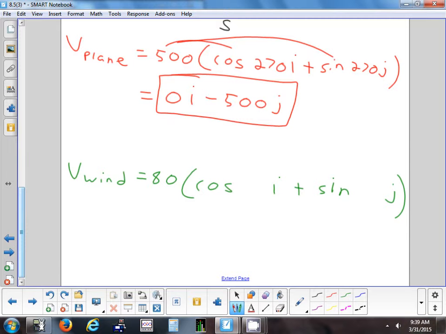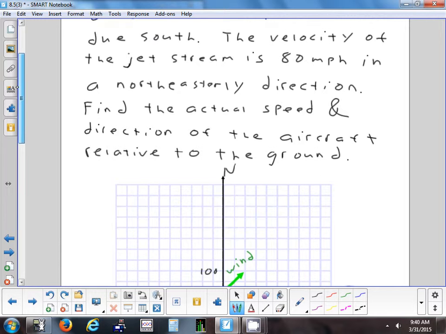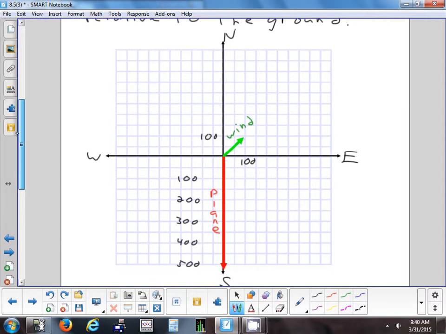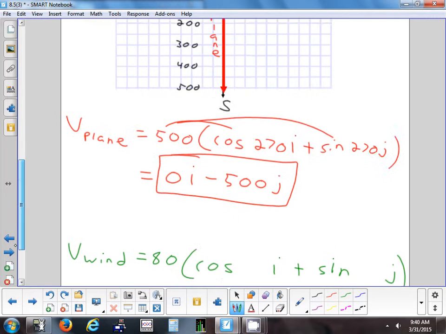Now I need the angle it's blowing at. So if we look back at the problem, it said it's blowing northeast. Let's assume exactly northeast. So if it's blowing exactly northeast, what would be the angle to the positive x-axis? Just like we did with the plane. That was 270. What's that part? So 45 degrees. Yep.